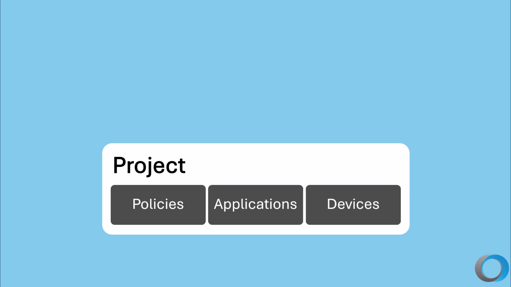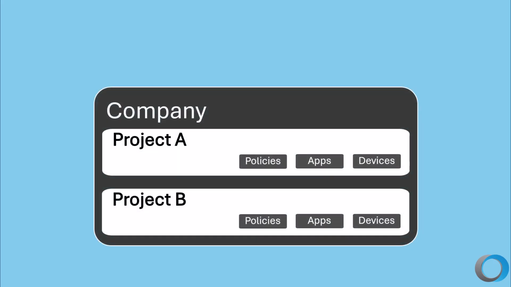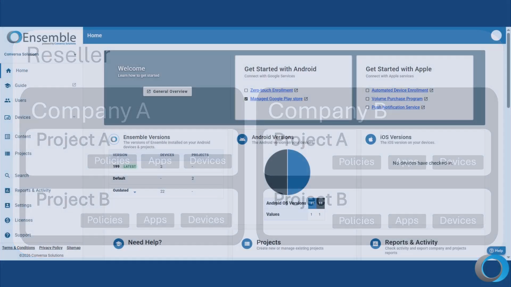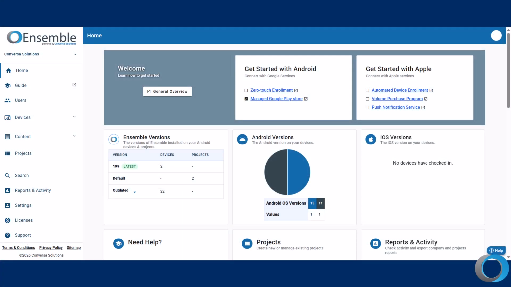Multiple projects can belong to a single company. Company admins can only manage the projects and devices within that account. Resellers can manage multiple sandboxed Ensemble accounts. Now, let's take a look at an example company. Let's start with the home page.